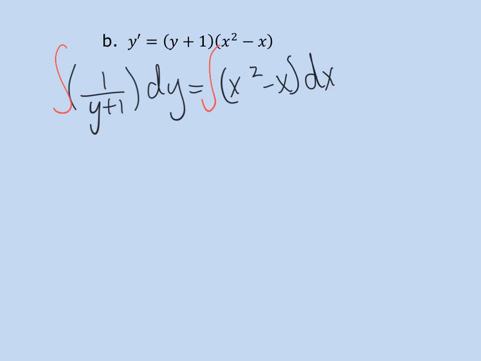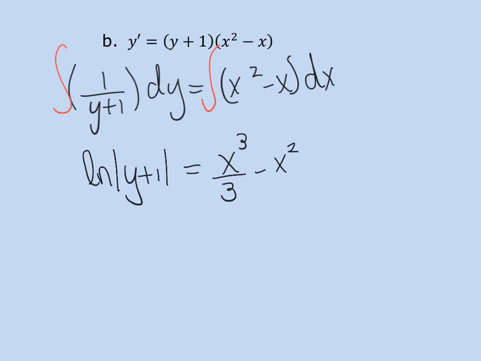And on the left-hand side, recall from Calculus 1, this becomes the natural log of the absolute value of y plus 1 is equal to, and then on the right-hand side, I'm going to get x to the 3rd divided by 3 minus x squared divided by 2 plus c. Let's call this c sub 1. We know from pre-calculus that exponentials are the inverses of logarithmic functions, so let's rewrite this as e raised to the natural log of the absolute value of y plus 1, and e raised to the x to the 3rd over 3 minus x squared over 2 plus c sub 1.